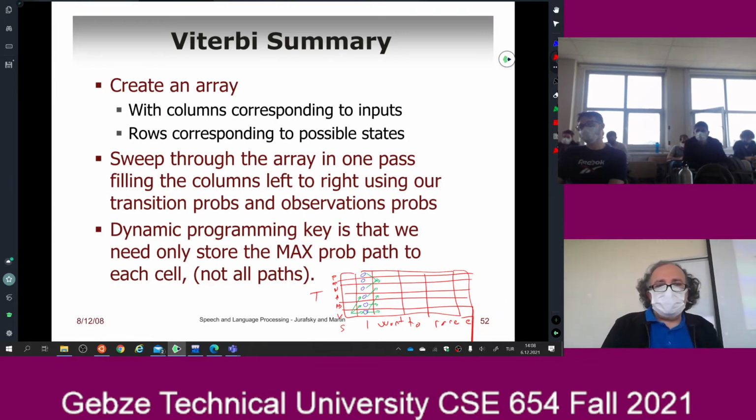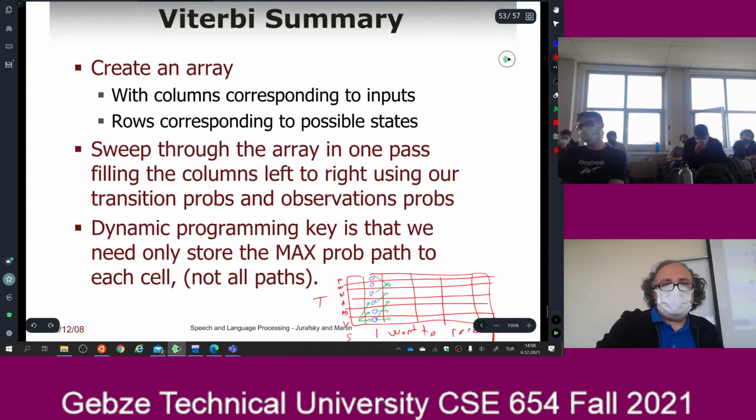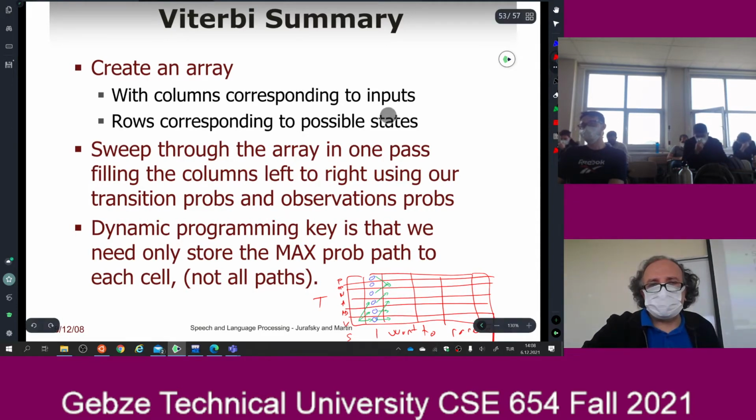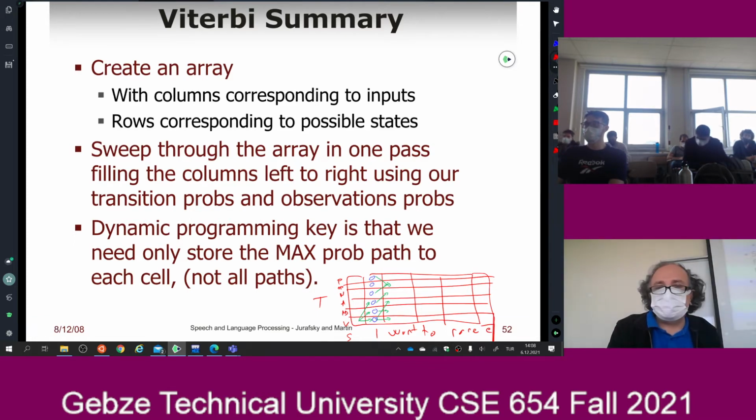Okay, so the Viterbi algorithm says create an array with columns corresponding to inputs, each column with rows corresponding to possible states, and sweep through the array in one pass, filling the columns left to right, column by column. And again, the dynamic programming idea is this. Okay, so it is in polynomial time again.